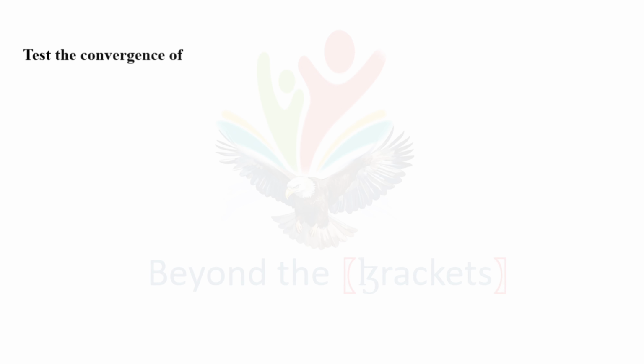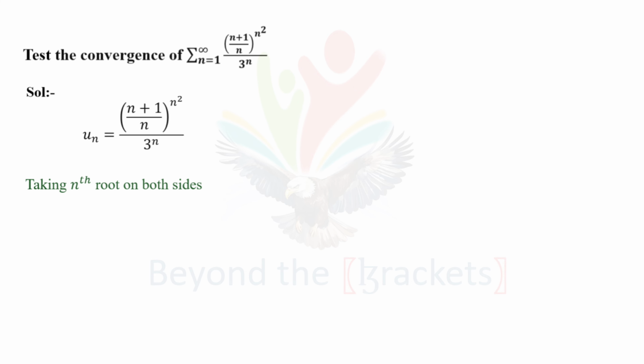Let's look into the last question. We are supposed to find the convergence of the series whose nth term is given. Here the numerator is raised to the power n square and the denominator is raised to the power n. Taking nth root on both sides, the 1 by n will get cancelled and the numerator is ((n plus 1) by n) power n and the denominator is 3.